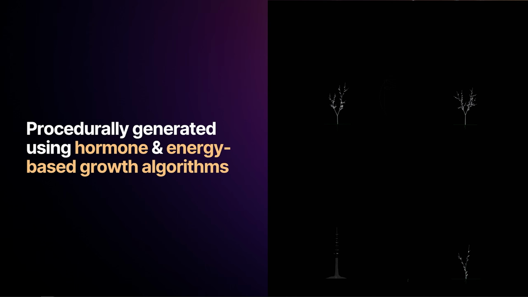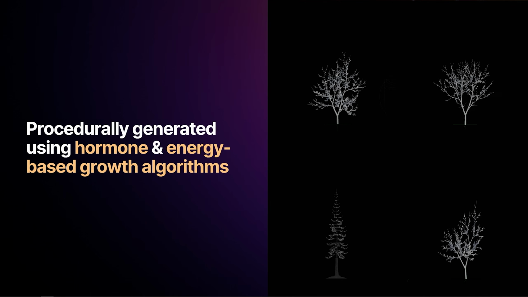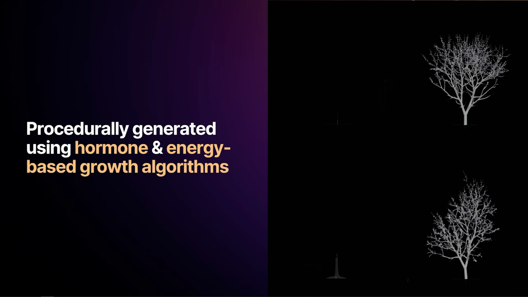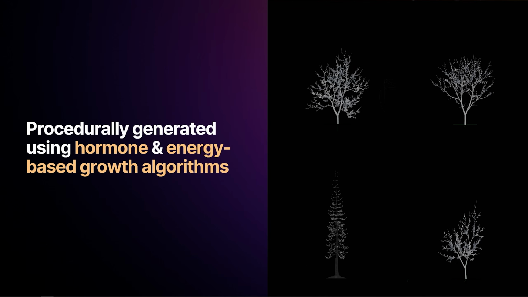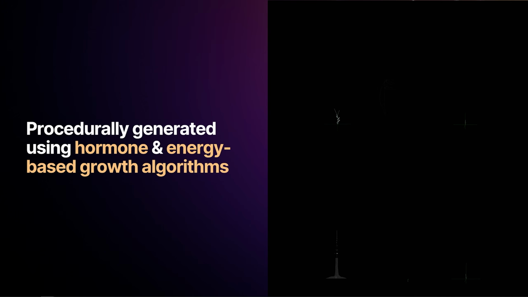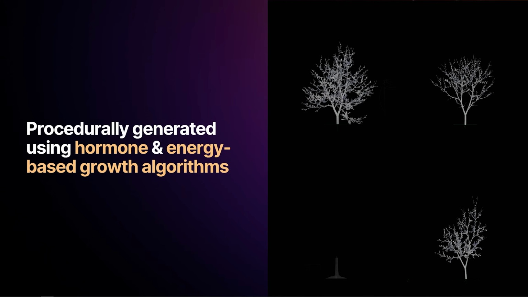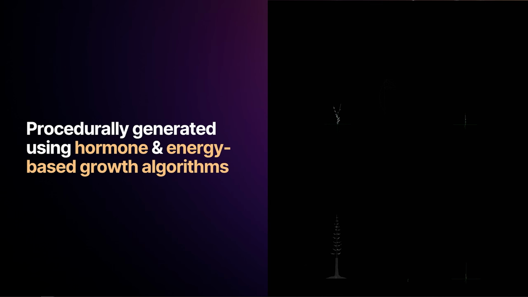At its core, it's using a hormone and energy-based growth algorithm to actually simulate tree shapes and how they behave in nature. You can set certain parameters to affect what type of growth you will get. You can kind of shape it around a bit and, yeah, art-direct it by using parameters.